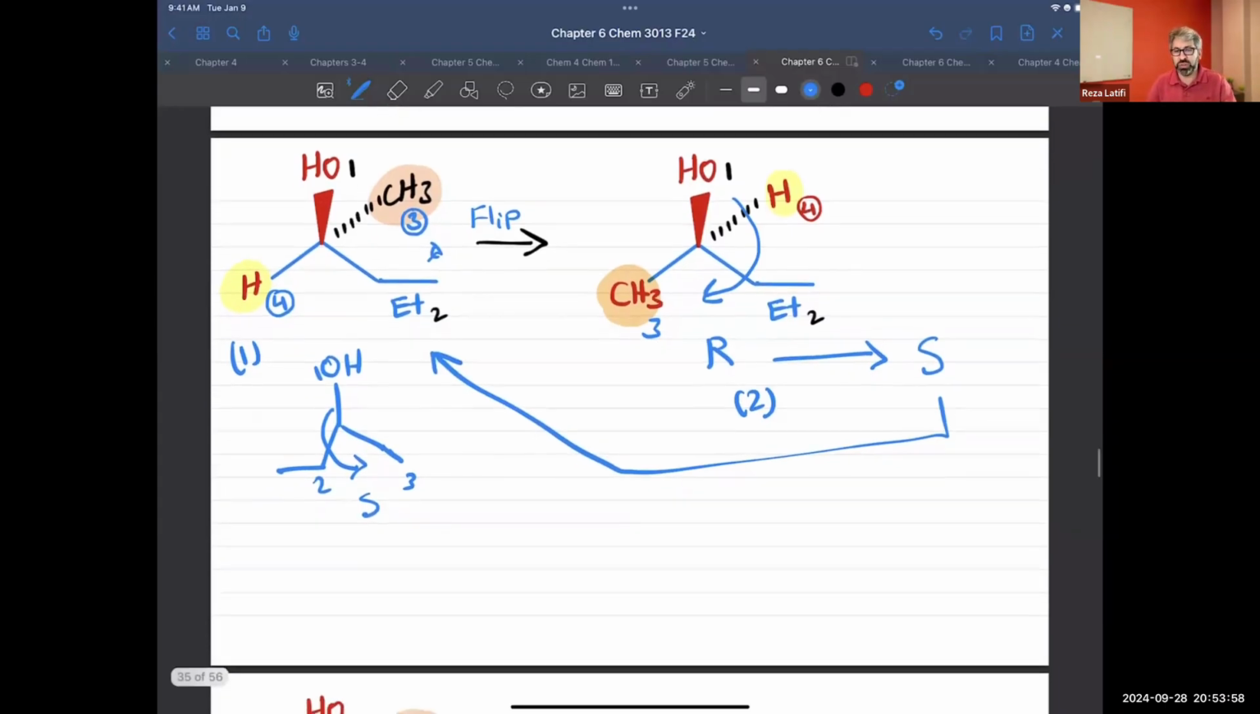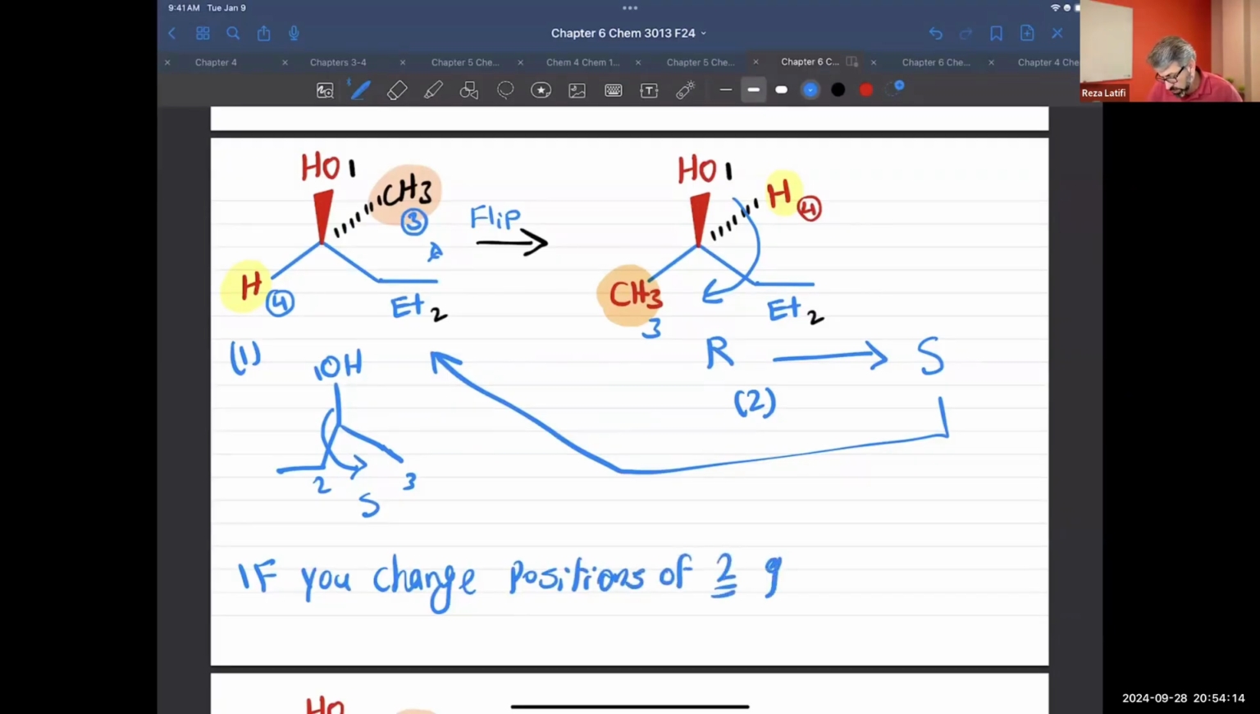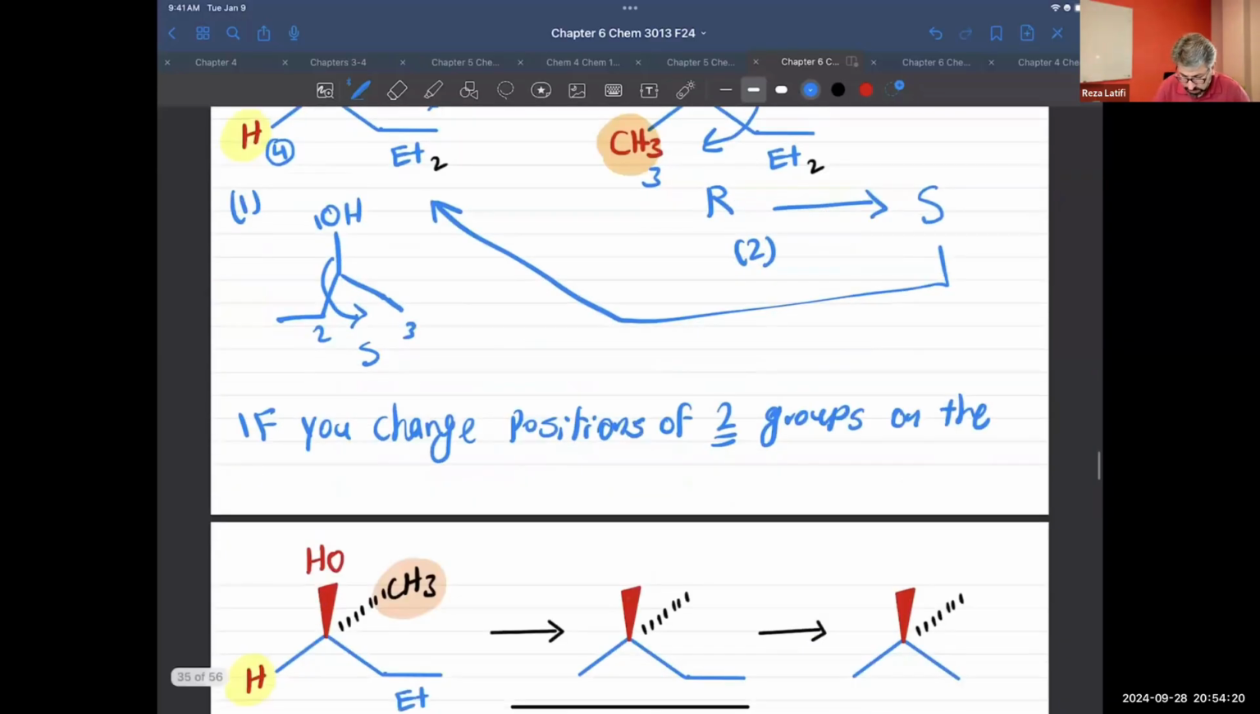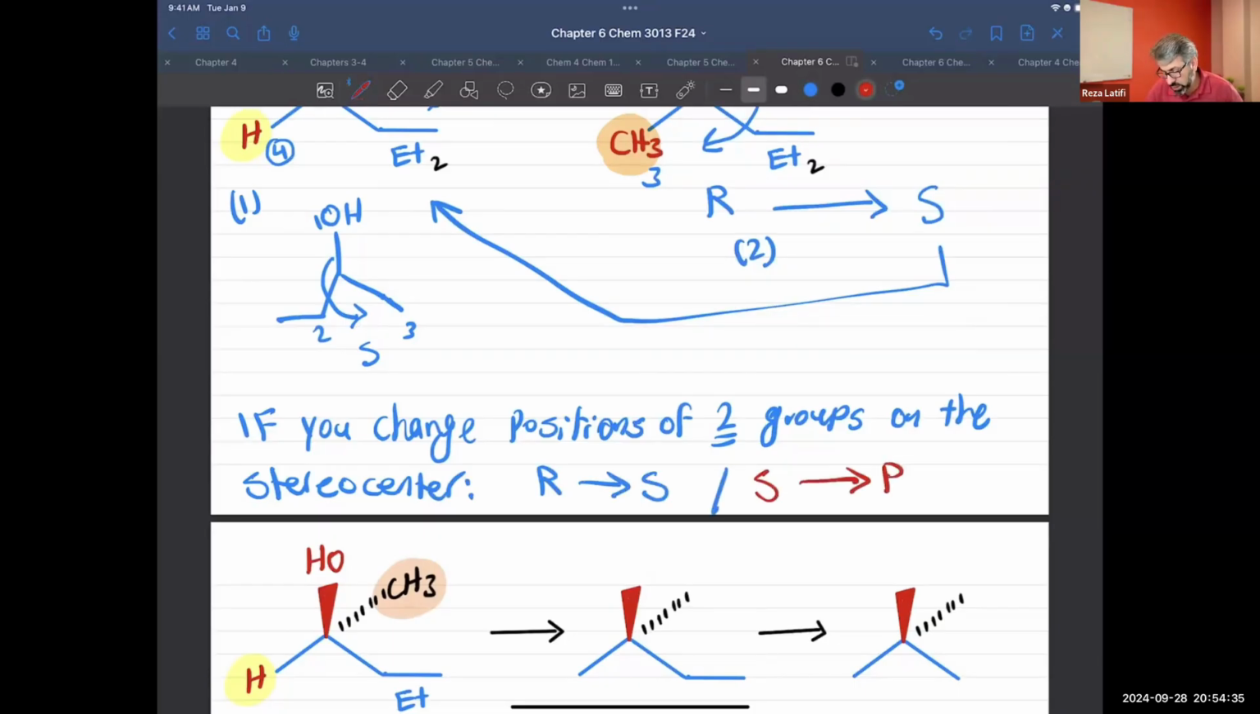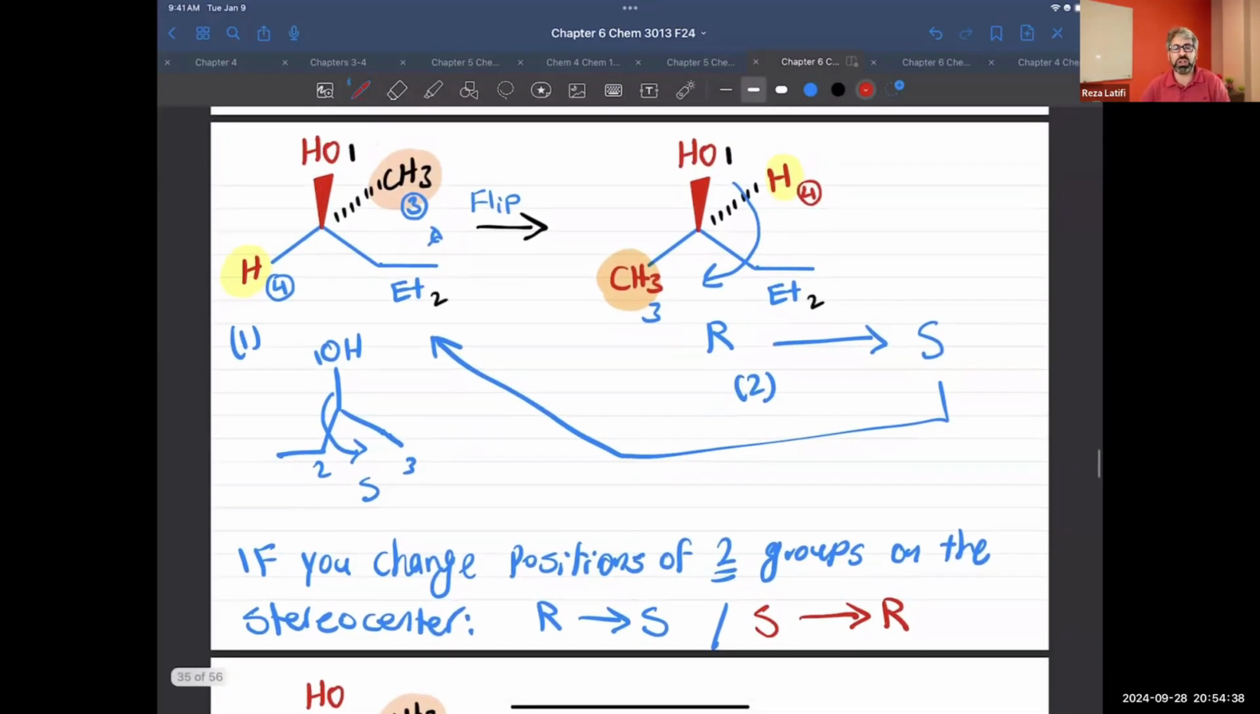If you change the position of 2 groups or 2 substituents on the stereocenter, in that case, R configuration will turn to S, or S configuration will turn to R. So the configuration will be opposite.